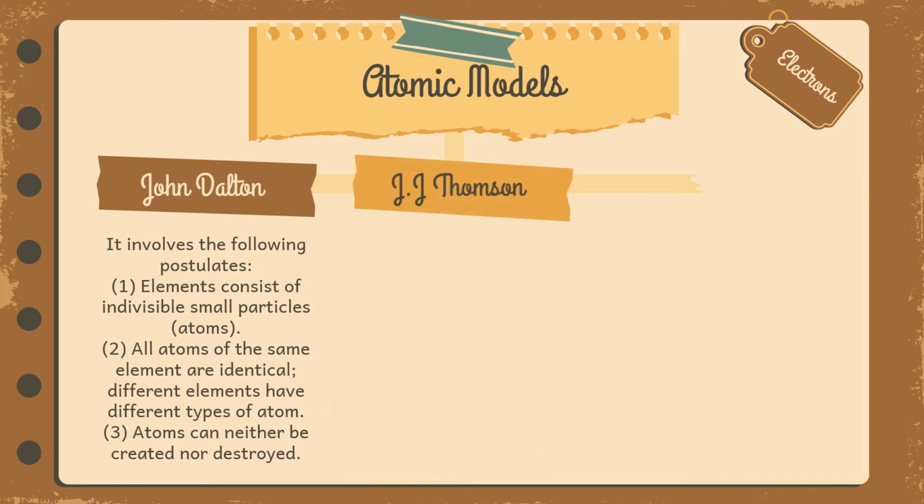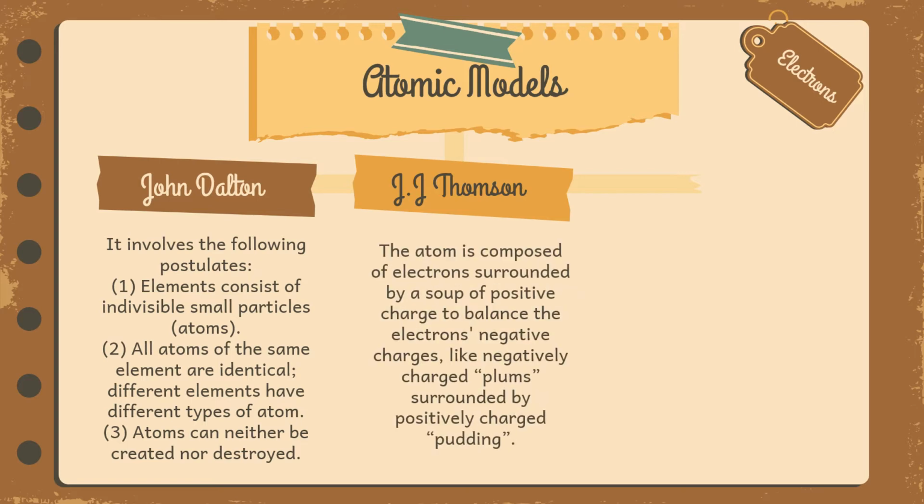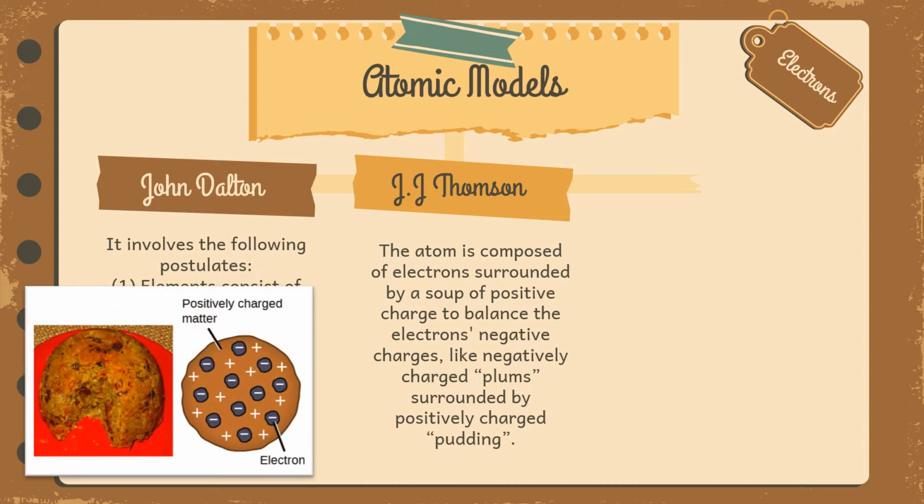Second one is J.J. Thomson. In J.J. Thomson's atomic model, he described the atom as composed of electrons surrounded by a soup of positive charge to balance the electrons' negative charges, like negatively charged plums surrounded by positively charged pudding.